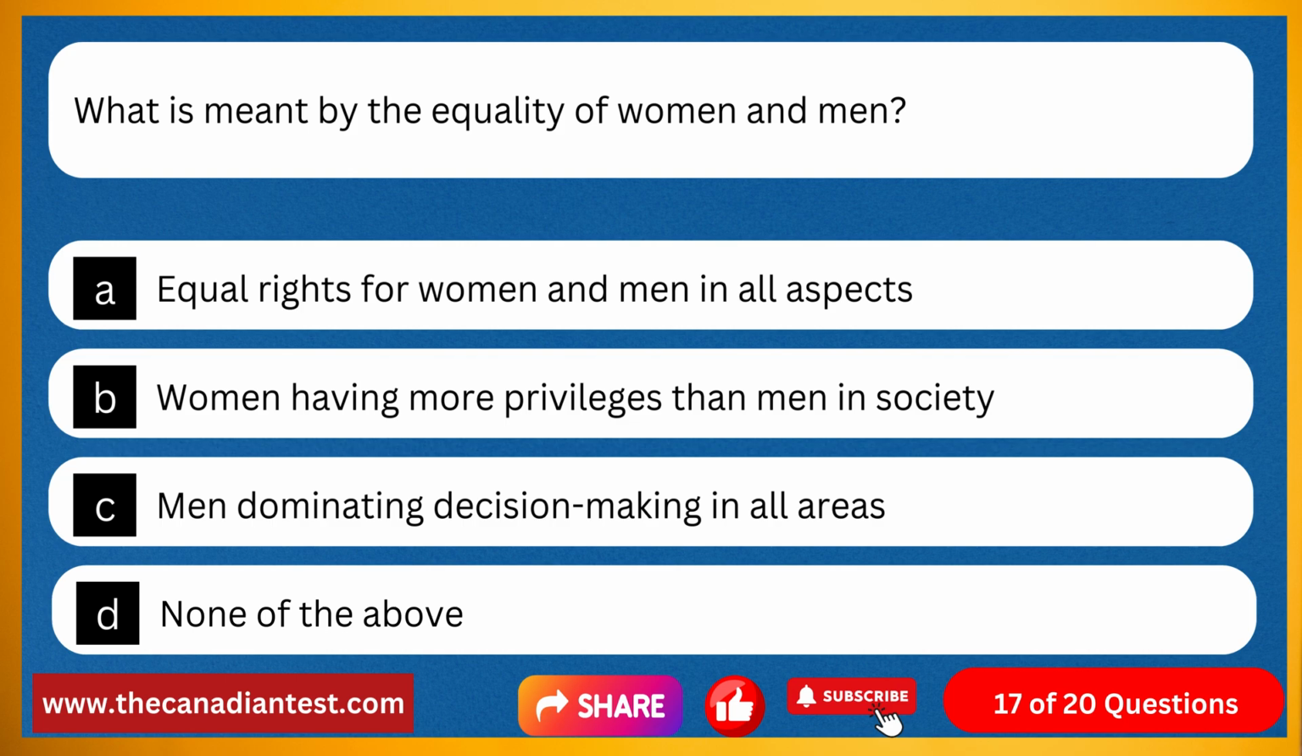What is meant by the equality of women and men? Option A, equal rights for women and men in all aspects. Option B, women having more privileges than men in society. Option C, men dominating decision-making in all areas. Option D, none of the above.